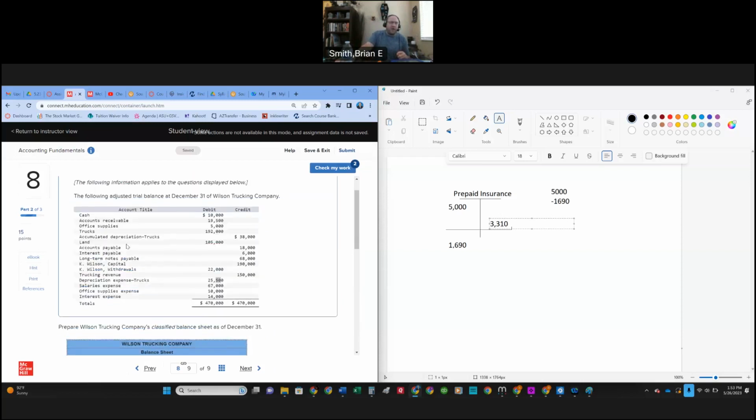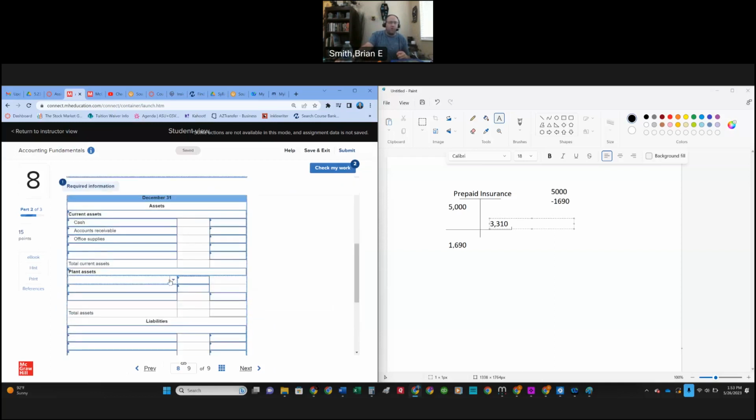Plant assets. Now we're going to look for trucks and our accumulated depreciation on our trucks and our land. Those are our plant assets, even though land could arguably be something else, but we haven't covered that in your classes yet, so we're not going to do that. So we're going to go ahead and put trucks and accumulated depreciation for trucks in these first two because it's going to net them out for us.